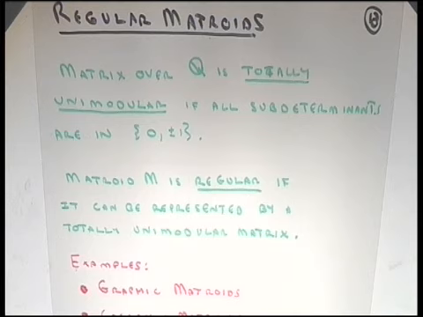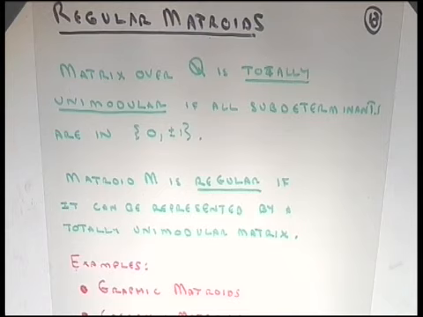So the point is that totally unimodular matrices have very, very nice properties, and you'd like to be able to recognise when a matrix is totally unimodular. But if I just give you a 0 plus or minus 1 matrix, it's a potentially exponential search to decide if it's totally unimodular, because you've got to check all the subdeterminants.